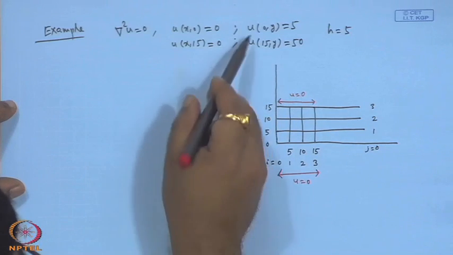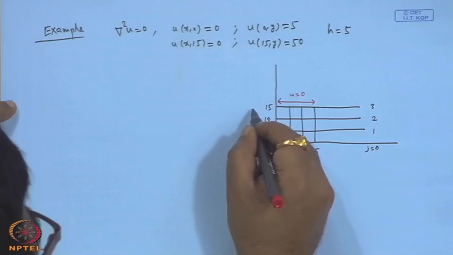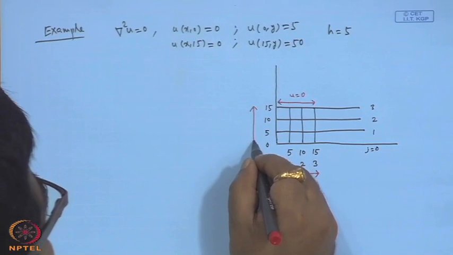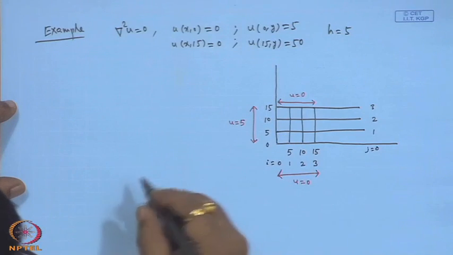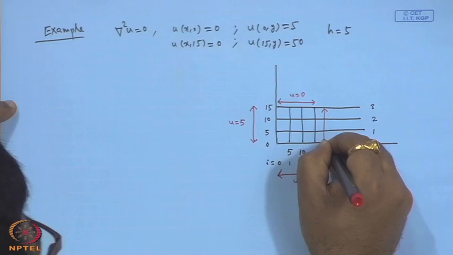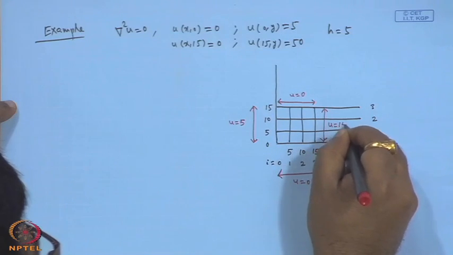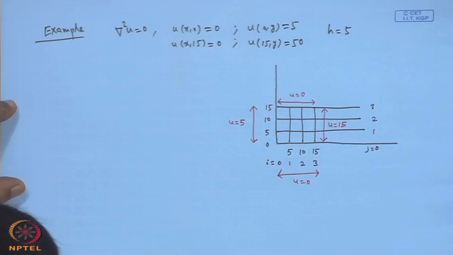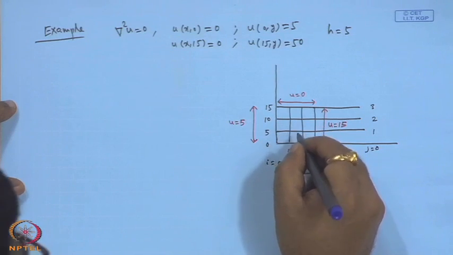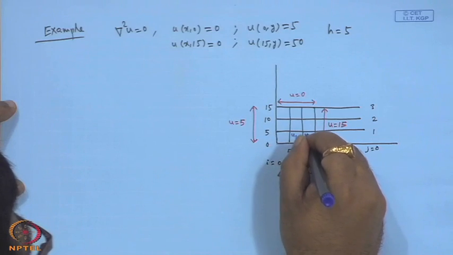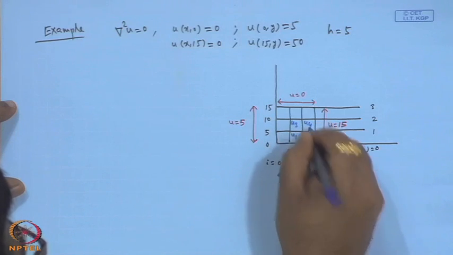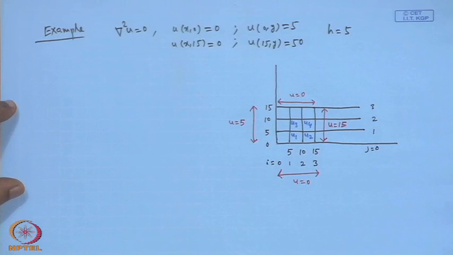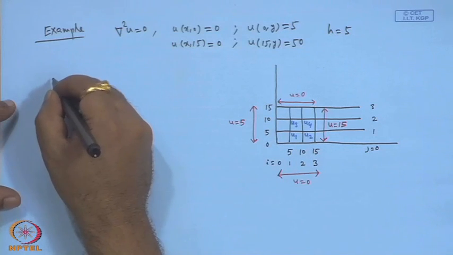Okay. Then x equals to 0 and here, okay. Now, what are the unknowns? Unknowns u 1, u 2, u 3, u 4. So, these are the unknowns. So, now consider the discretized equation.